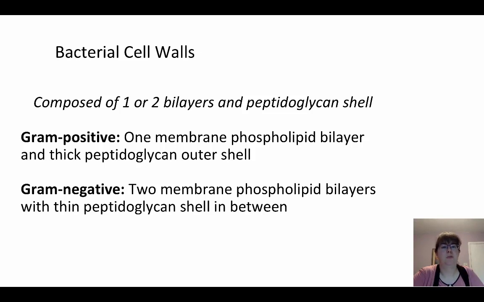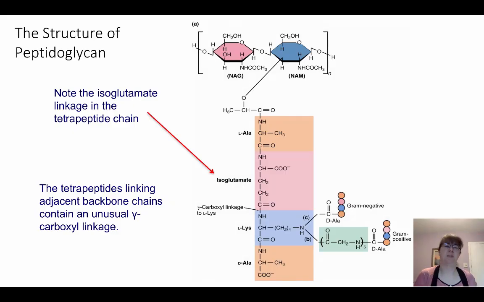Bacterial cell walls are composed of one or two bilayers and a peptidoglycan shell. So gram-positive bacteria are ones that have one membrane, and then they also have a thick peptidoglycan outer layer. Gram-negative, on the other hand, has two membranes, and there's a thin layer of peptidoglycan in between. But what's important here is the structure of peptidoglycan.